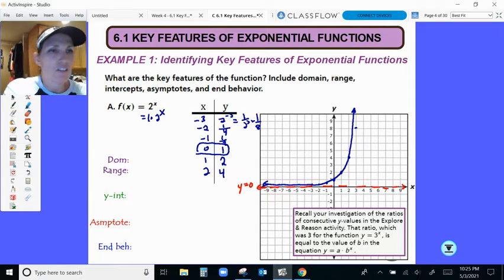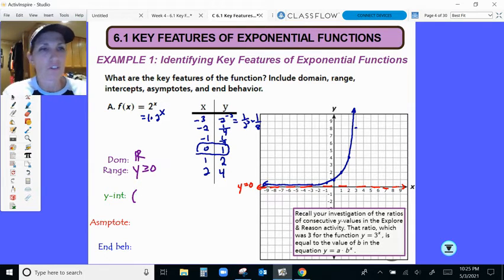So my domain, let's talk about my domain, is the same, left and right, it's going to be all real numbers again. My range is still y is greater than or equal to 0. My y-intercept is 0, 1. My asymptote is still y equals 0.